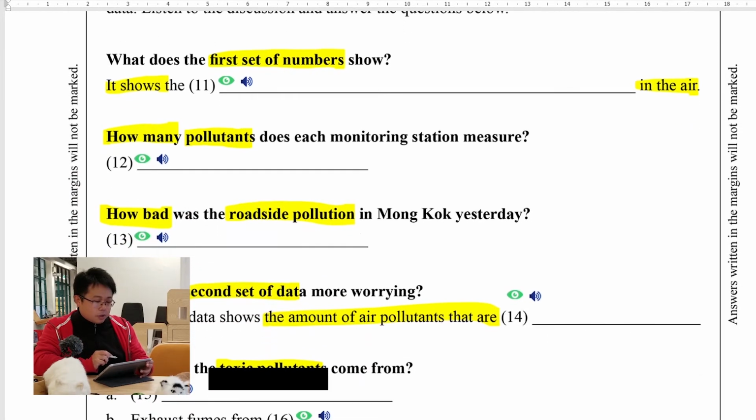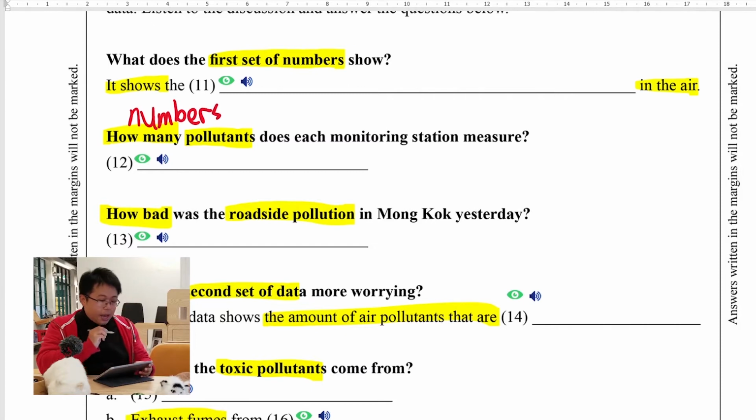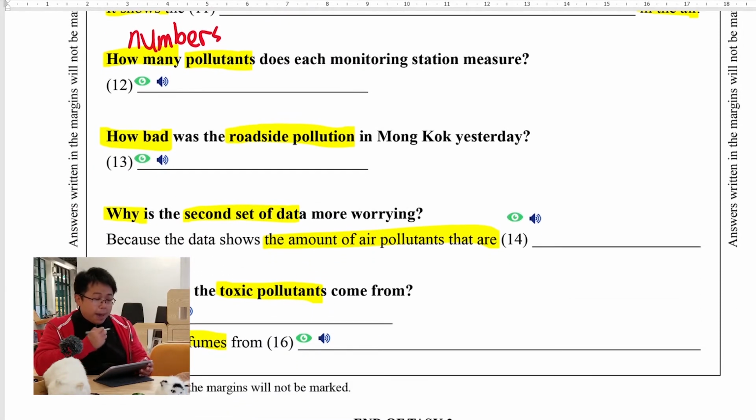And then for question 12, the question is how many pollutants? That means you have to listen for numbers. How many pollutants? Numbers here. And question 13, it is about how bad was the roadside pollution in Mong Kok yesterday. How bad? So what would be the answer? Maybe it's very serious, or it's not very serious. You would expect something like that.